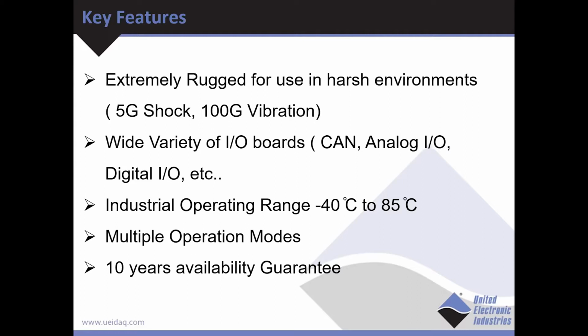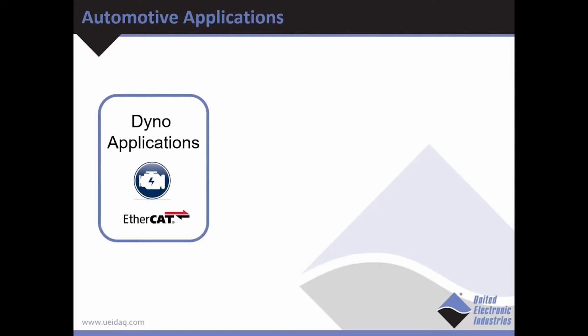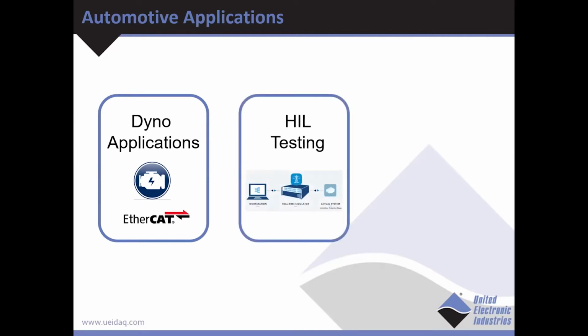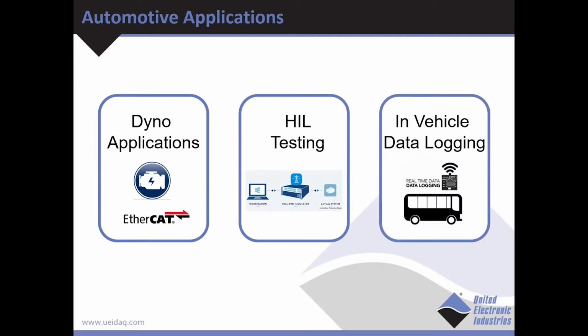So now we will move on to looking at the automotive applications itself. The first application is a dyno test setup using EtherCAT technology. We'll have a quick look at what EtherCAT technology is, the functional principle of it, and also UEI's EtherCAT options and how the hardware can be used. Then we will move on to look at hardware in the loop testing and how the UEI hardware slots into a HIL testing setup. And finally, we'll be looking at in-vehicle data logging, and also we have a sample application that's already deployed in the field.